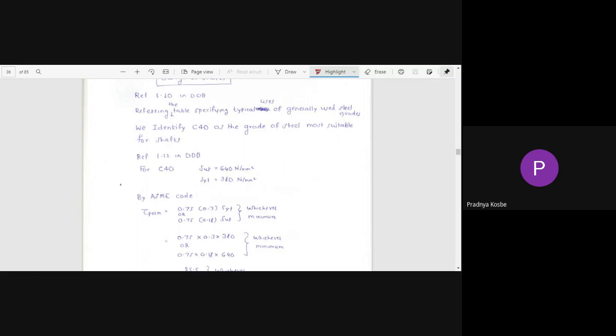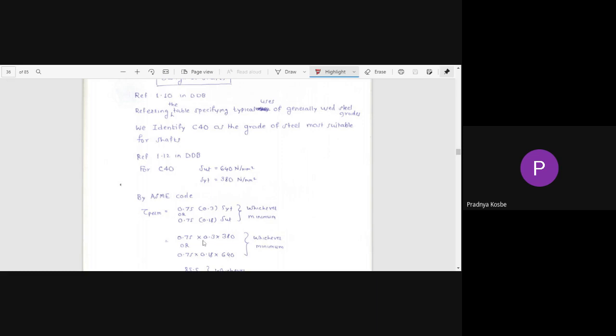So from ASME code, obviously keyways will be present over here. Keyways are there. Keys we use for a locking purpose. So the formula, when keyways are present in the shaft, then by ASME code, the formula for tau permissible is equal to 0.75 into 0.3 into SYT or 0.75 into 0.18 into SUT. We select whichever is the minimum value.